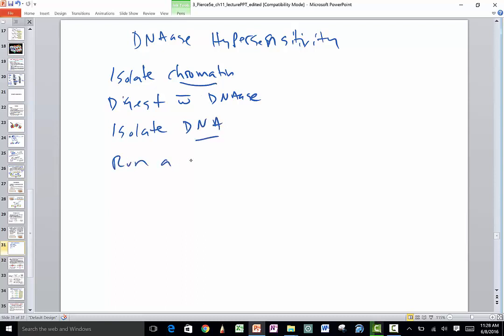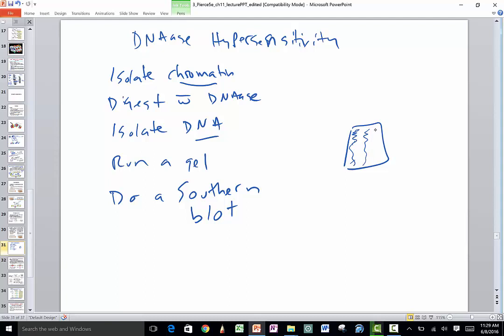Run a gel or do a southern blot. So a southern blot allows you to detect specific DNA. If we run a gel, we'll see all the DNA from the cell will be present, and it will be all kinds of different sizes. If we do a southern blot, only specific DNA will show up.